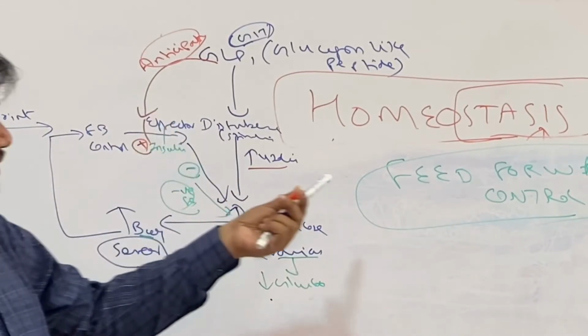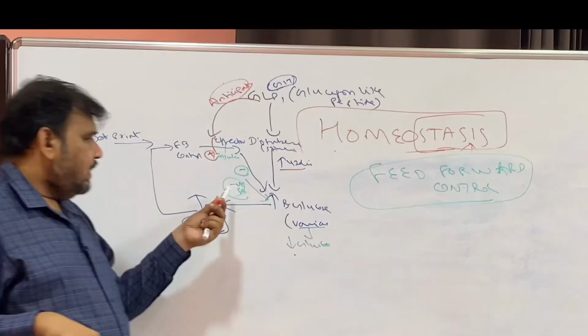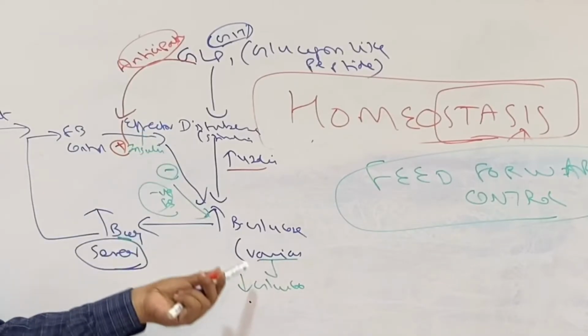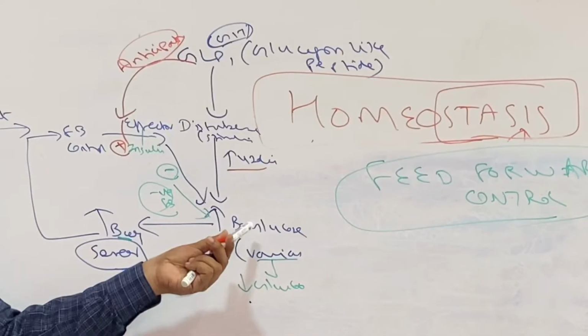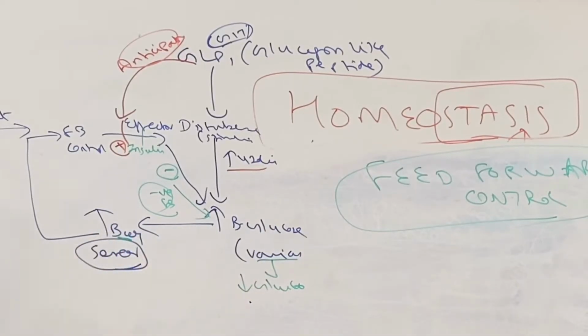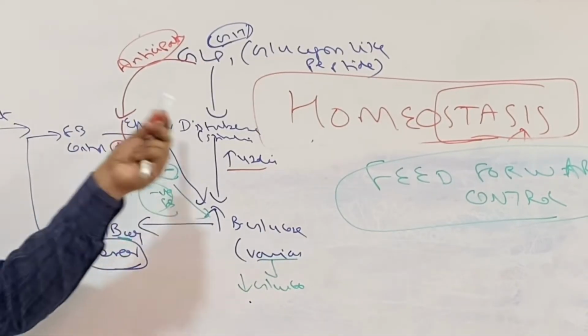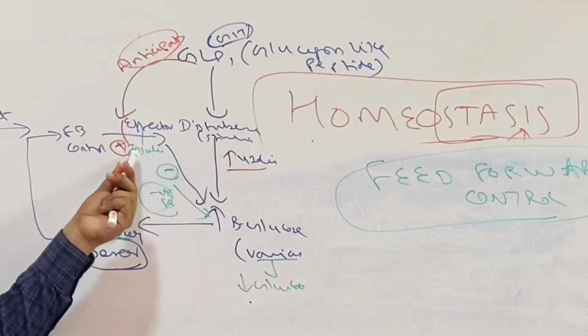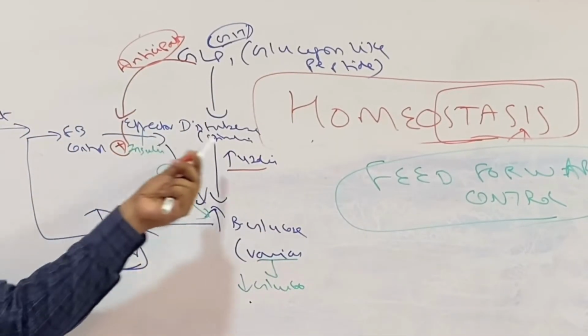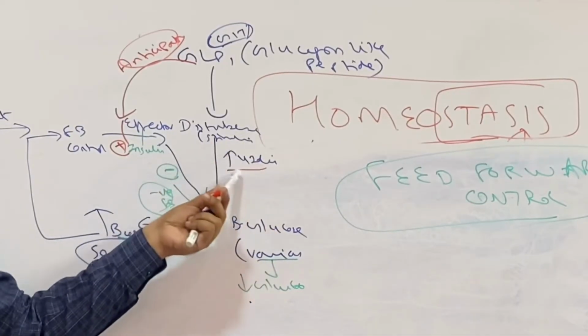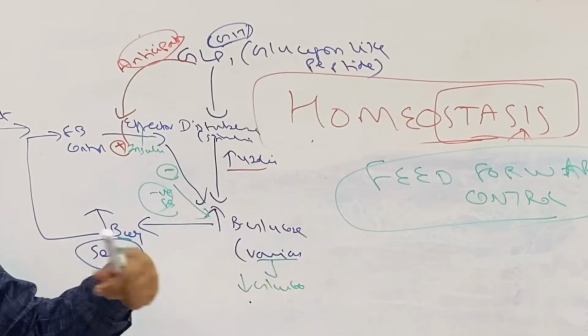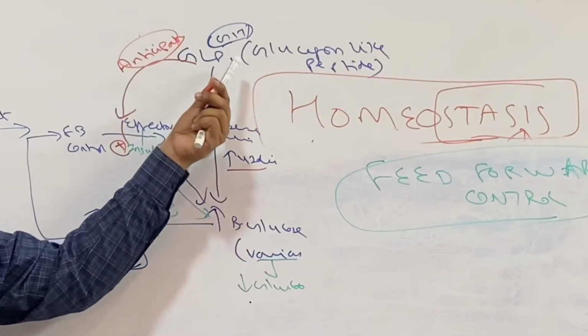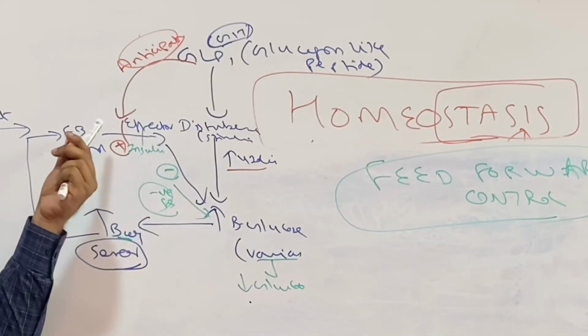But what is the difference between this feed forward control and negative feedback? In negative feedback, the blood glucose is increased, which is sensed by the beta cell, and the loop is completed. Whereas in feed forward control, the GLP-1 directly starts producing insulin based on your eating habit. So whenever you are going to eat, your GLP-1 increases. As the GLP-1 increases, it secretes insulin. So this is feed forward.